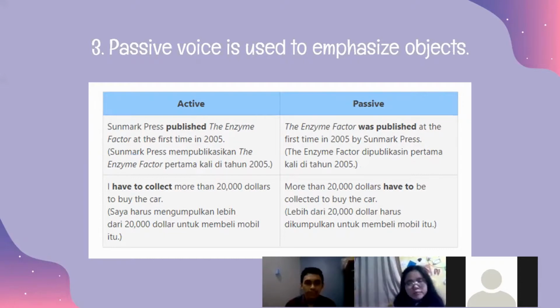Lalu, number 3, passive voice is used to emphasize objects. For example, in the active voice, Sunmark Press published the enzyme factor for the first time in 2005. In the passive voice, the enzyme factor was published for the first time in 2005 by Sunmark Press. Jadi, Sunmark Press mempublikasikan the enzyme factor pertama kali di tahun 2005. Kalau kita rubah ke passive voice menjadi the enzyme factor dipublikasikan pertama kali di tahun 2005. Jadi lebih menekankan pada objeknya.